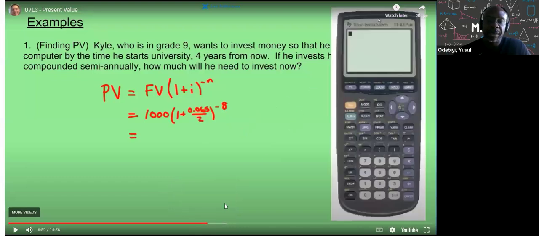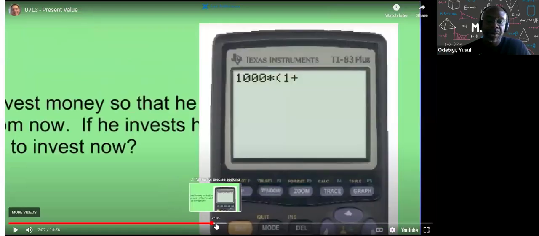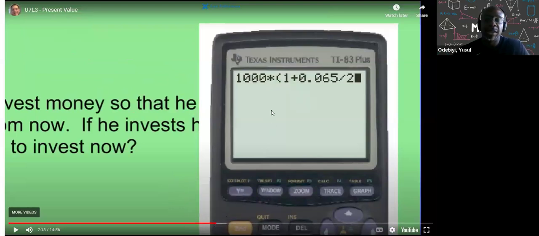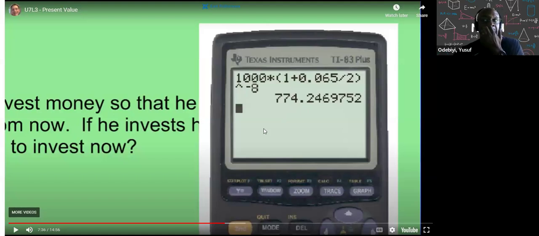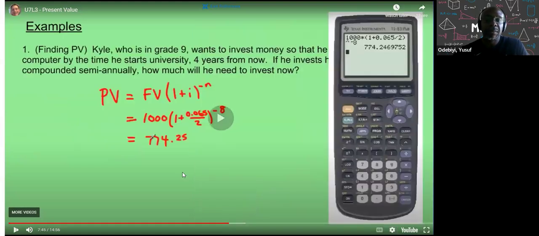Okay, so he's punching that in the calculator, and maybe we should see how you punch this in, right? Because you need to have a negative exponent. So you use your 1,000. If you have a good calculator, you can put everything in one shot. Then the exponent, that's your exponent symbol on the calculator, and then -8. So I have to put in $774.25 today in order for it to grow to $1,000 in 4 years. Okay. All right.